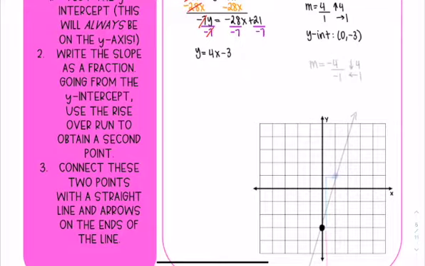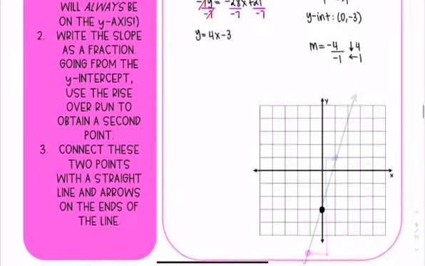Or, let's just remember, we can always write 4 as negative 4 over negative 1, because this will still give me a positive 4. So we have another direction that we can use. We could go down 4 units and to the left 1 unit. Either one will put you on the exact same line. So I'm going to show you both directions just so that you're aware of it.